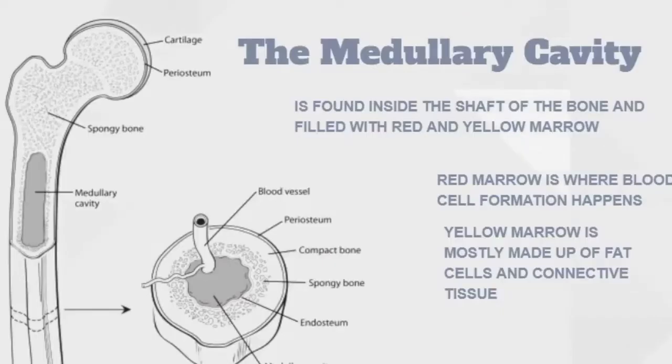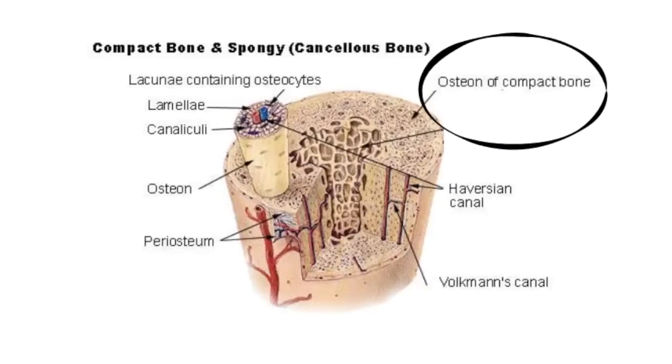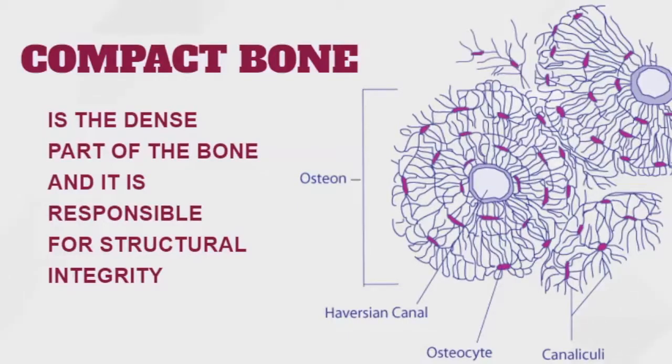The medullary cavity is found inside the shaft of the bone and filled with red and yellow marrow. Red marrow is where blood cell formation happens. Yellow marrow is mostly made up of fat cells and connective tissue. This diagram above gives you a visual on the osteon compact bone. The compact bone is a dense part of the bone and is responsible for the structural integrity.